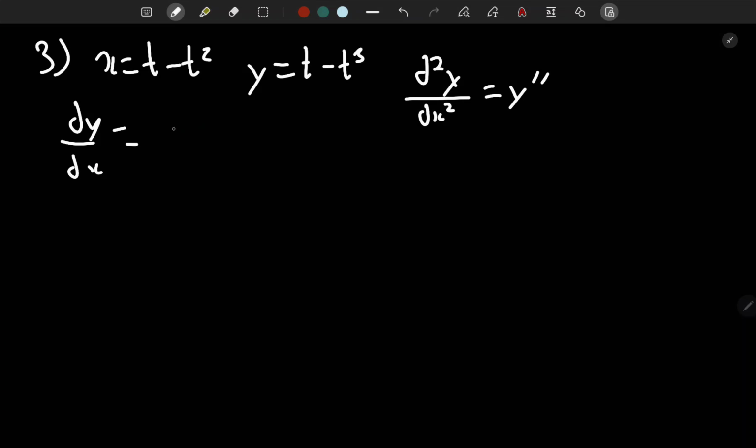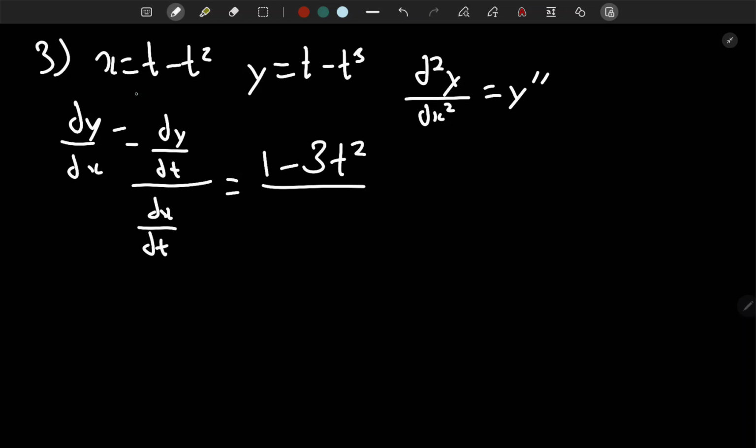And so again, the first step is to find the first derivative, which is dy over dx is equal to dy over dt over dx over dt, which is equal to, what is the derivative of t minus t cube? It is going to be 1 minus 3t squared over the derivative of x here, which is 1 minus 2t, and this is our y prime.